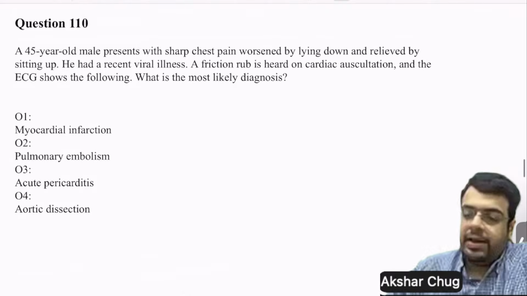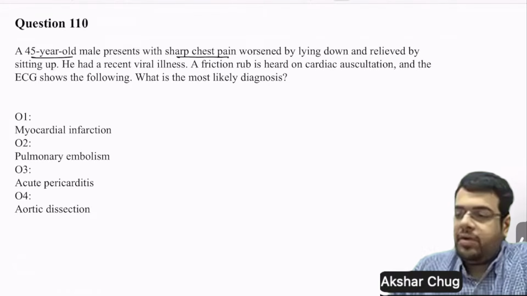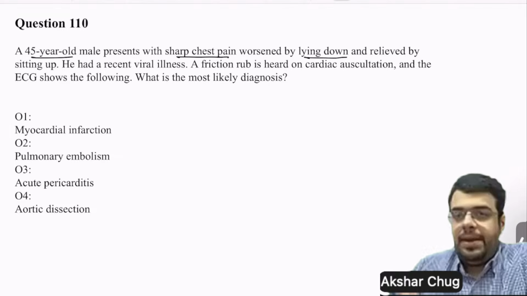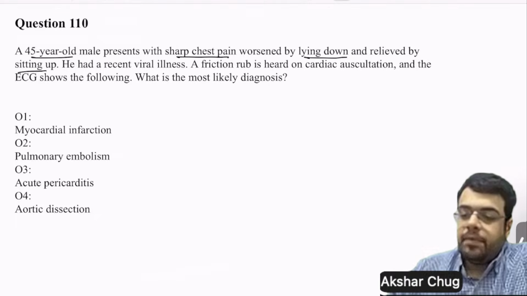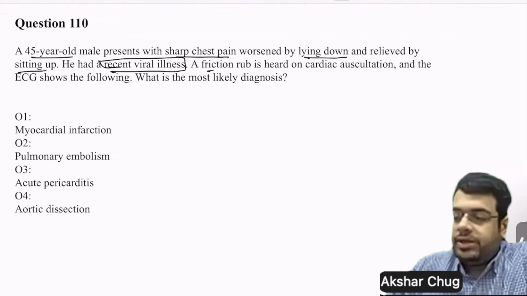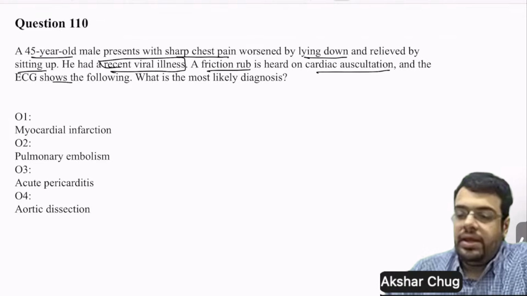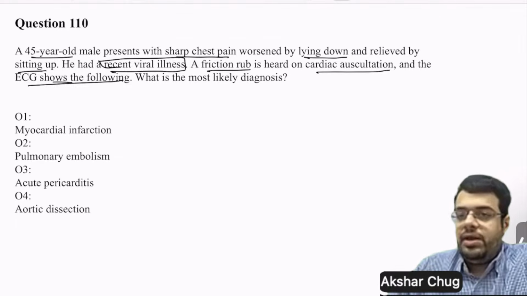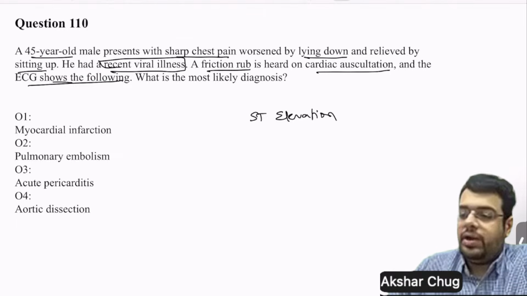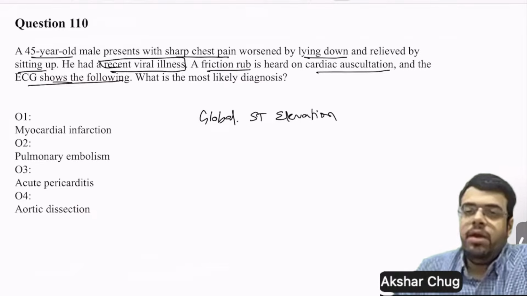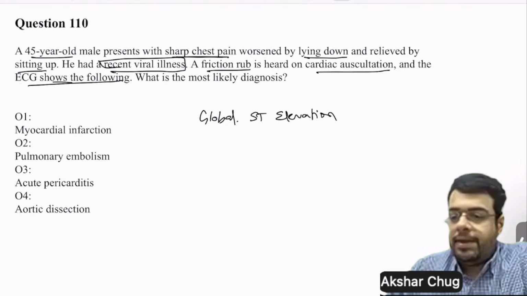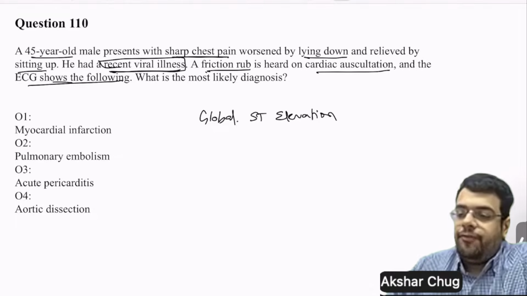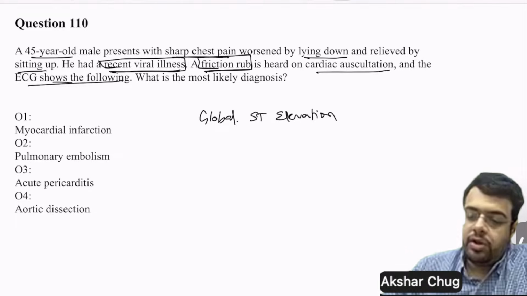Question 110. A 45-year-old male with sharp chest pain worsened by lying down. This type of pain could be a pericardial pain or a pleuritic pain, relieved by sitting up. Recent viral illness. A friction rub is heard on cardiac auscultation. The ECG showed ST elevation in all leads, so it was a global ST elevation. Global ST elevation, along with pericardial chest pain, a viral illness, and a friction rub, all hint towards acute pericarditis.